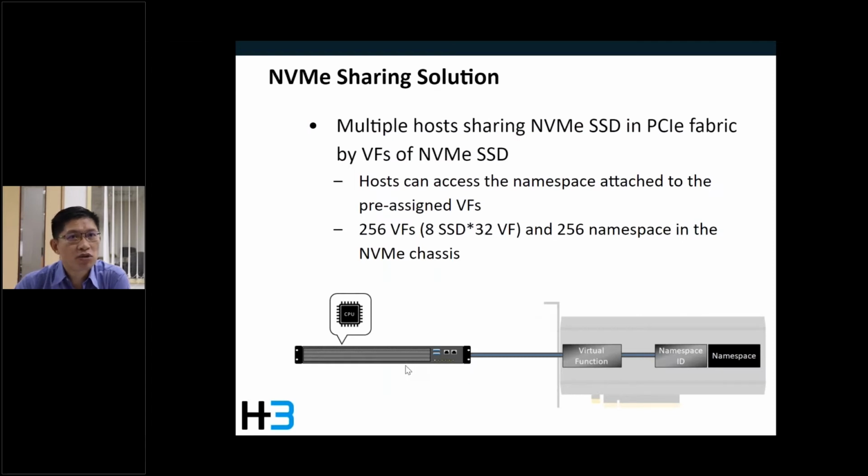Let's go to some of the detail. From the host point of view, what will it see? The CPU will see that there is a local SSD being plugged in if you assign a namespace to the virtual function. The virtual function itself looks like an NVMe SSD controller, and the namespace, of course, is the SSD. So we attach the namespace to the virtual function, and it looks like a local SSD on the host side. In total, that's 256 VFs and 256 namespaces in this NVMe chassis.